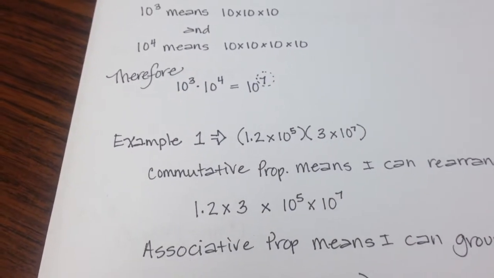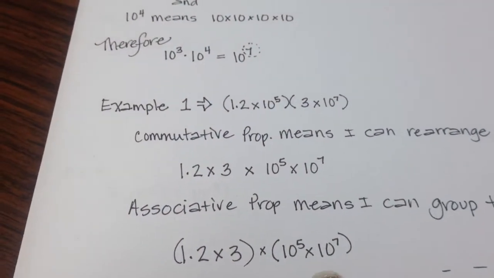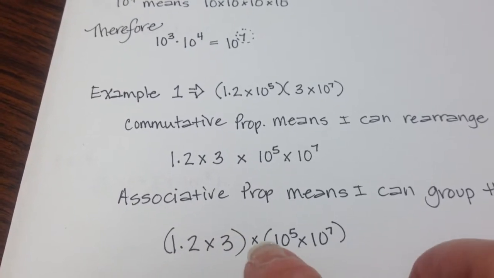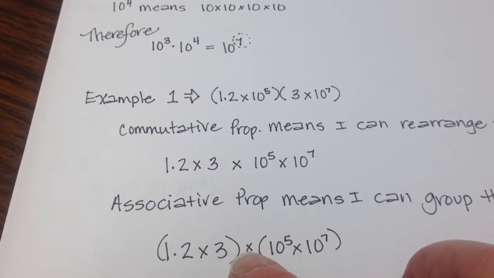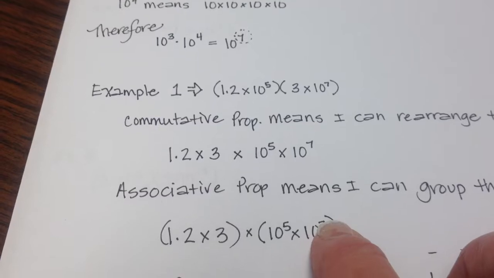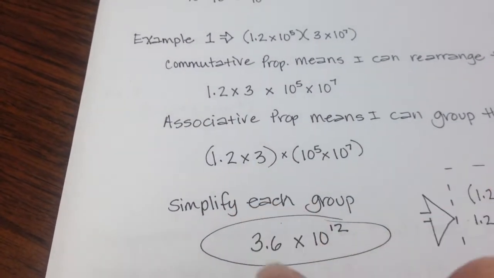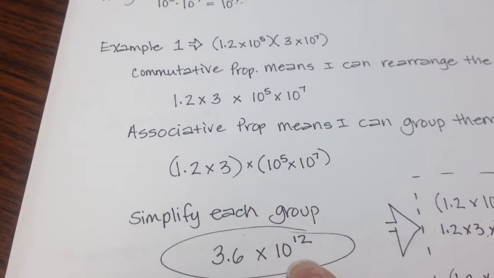Now, associative property means I can group them. So this just helps my brain. So now I have 1.2 times 3 in parentheses. I don't even need that multiplication sign. I could just squish those two parentheses together. But multiply 10 to the fifth and 10 to the seventh. All right, easy peasy. And I'm just going to do this. Simplify each group. So that's 3.6 times 10 to the 12th.